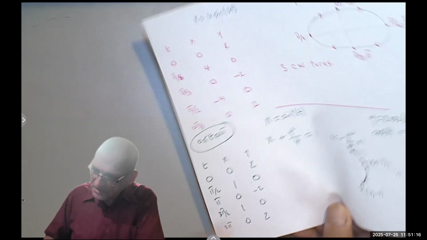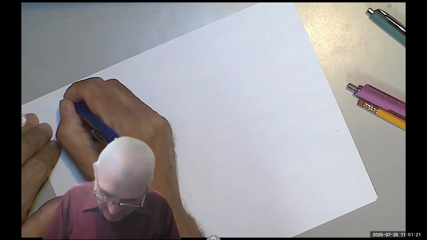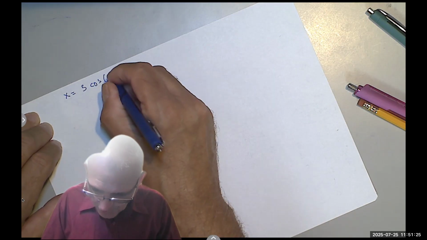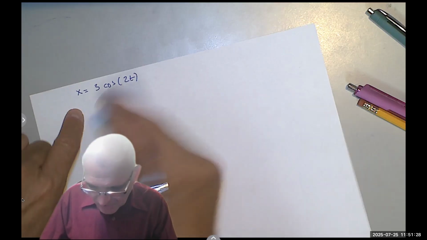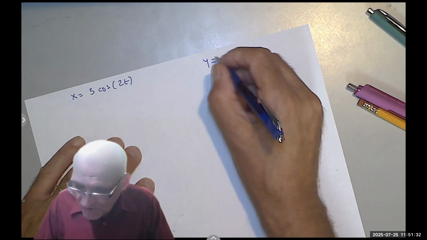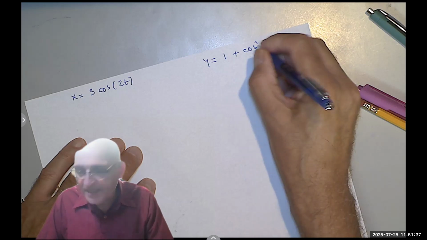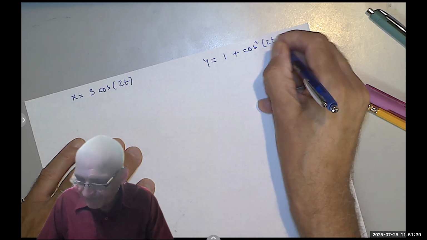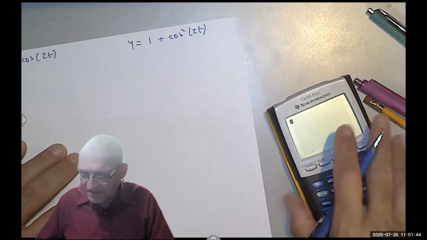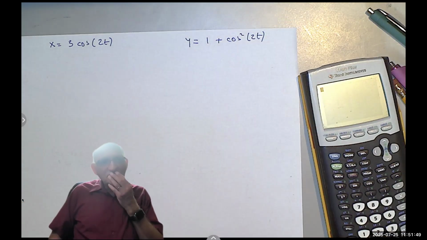Yeah, we did sine square and cosine. So let's say x equals 3 cosine 2t, for example, so I make the x cosine back, and the y also would be cosine, but cosine square. So for example, 1 plus cosine square of 2t. Now I can no longer use sine square plus cosine square equals 1. So how am I going to do that?